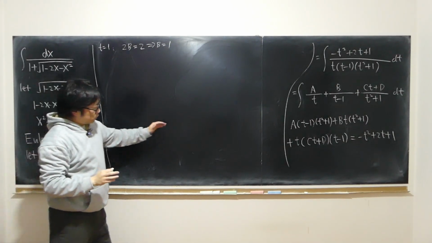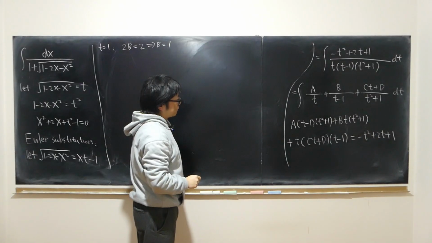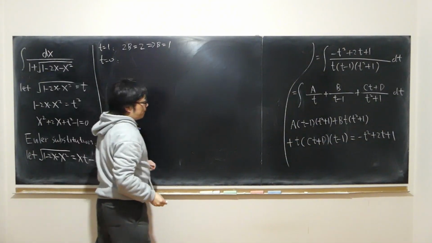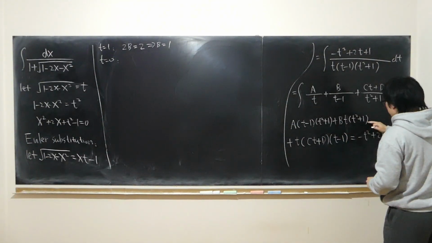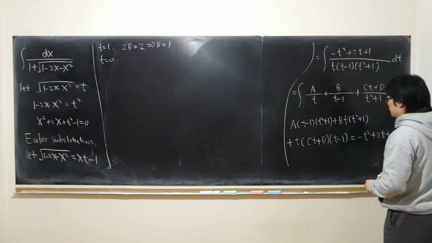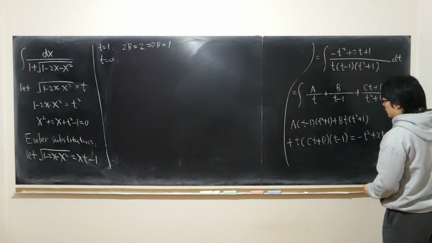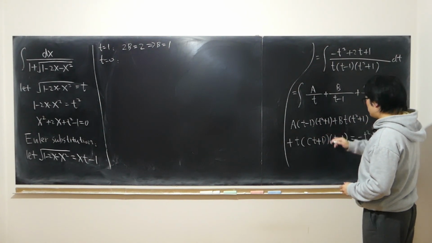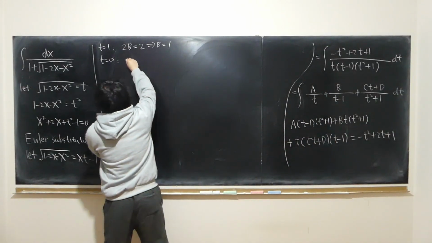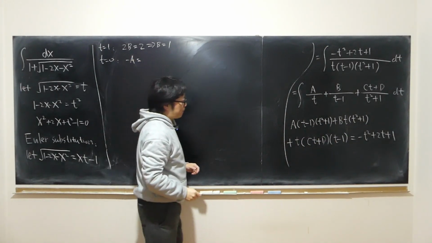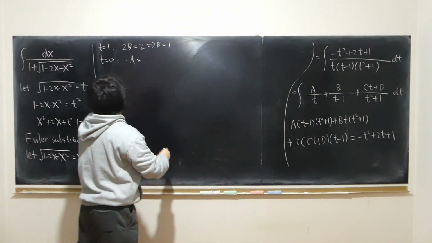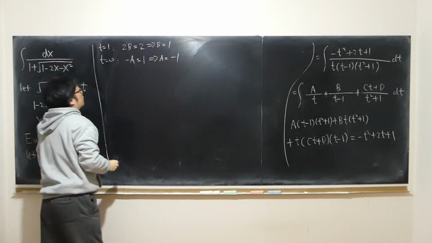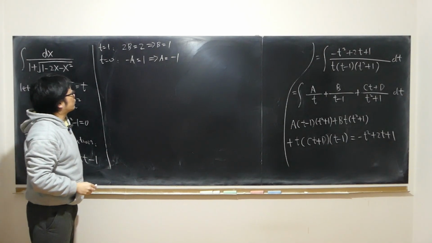Then another special value, t equal to 0. Let's try. Then all of a sudden, this term disappeared, also this term. So this term stays. This term becomes negative 1 times 1, negative a. So the right-hand side becomes 1. So a equals negative 1. So we've already worked out a and b very quickly.